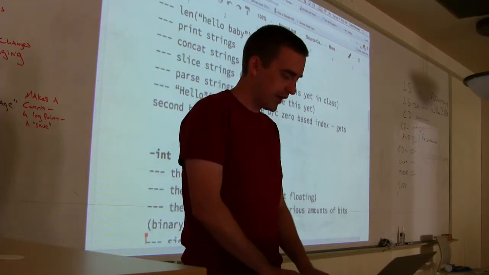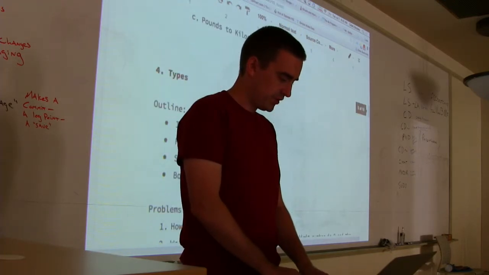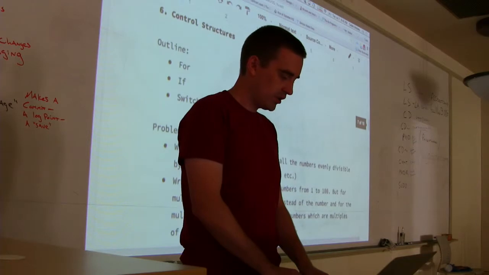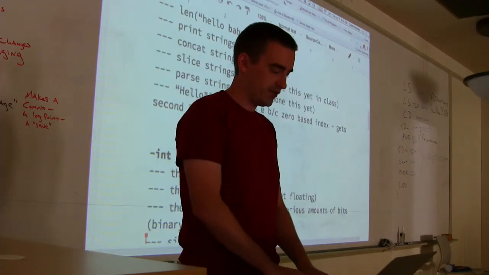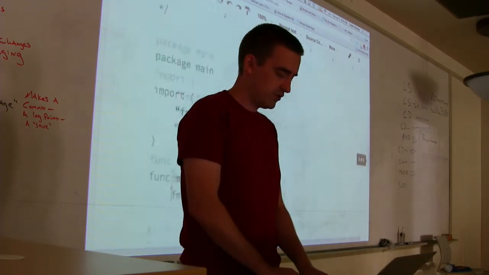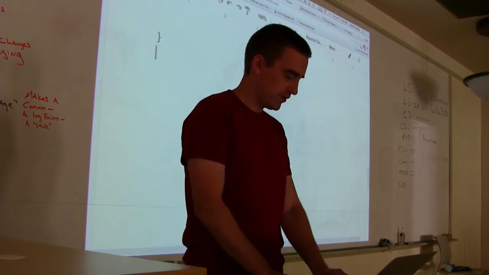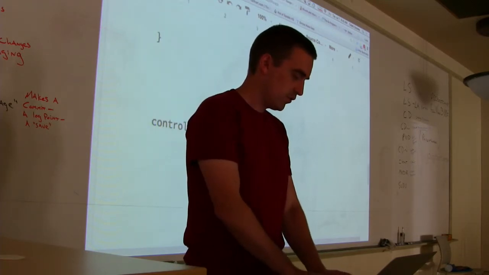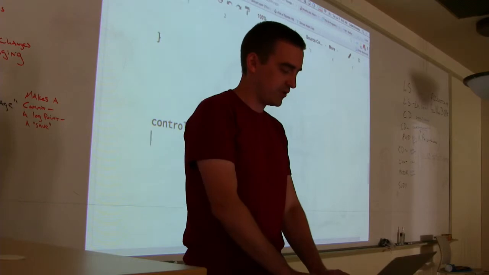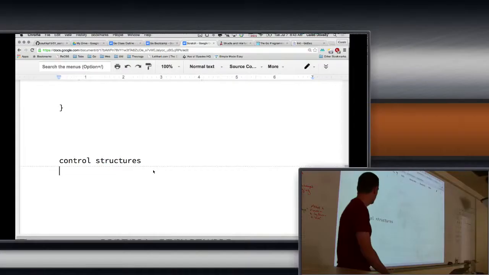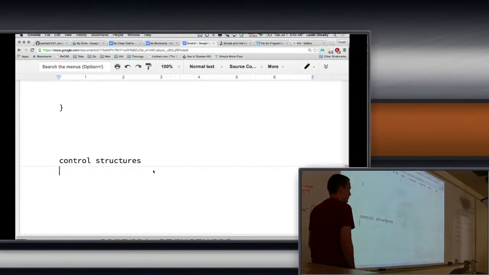Okay, so those are types. We did variables and types. Control structures. All right. So I'm going to go to the end here. What were the various control structures we talked about? So if I want to do something a bunch of times, what would I use?